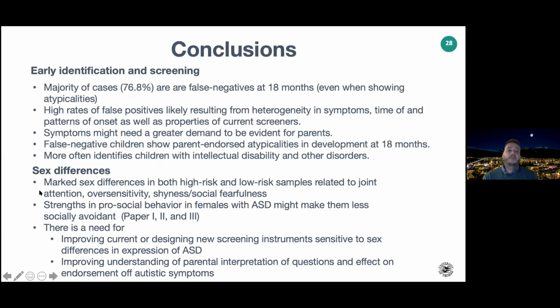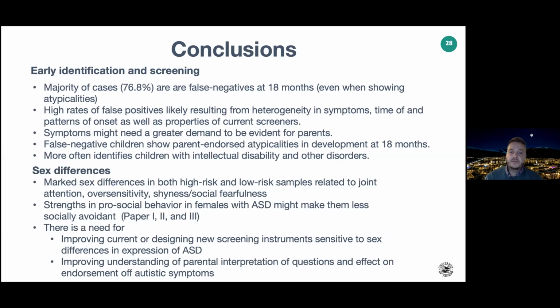So this has some conclusions. Early identification seems to be very hard using these screening instruments alone, as 76.8% of them are never identified by the MCHAT. And we know that this is the same for some of the other instruments we have in Norway. We have something called the ESAT. We also do know that there is a very high rate of false positives, which might be because children with other disabilities or disorders are identified with screening instruments, but it might also be because of differences in heterogeneity in symptoms, patterns and onset, as well as the properties of these current screeners.